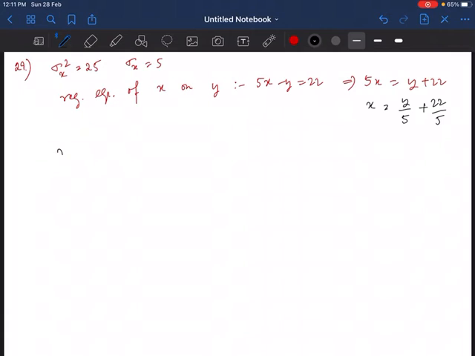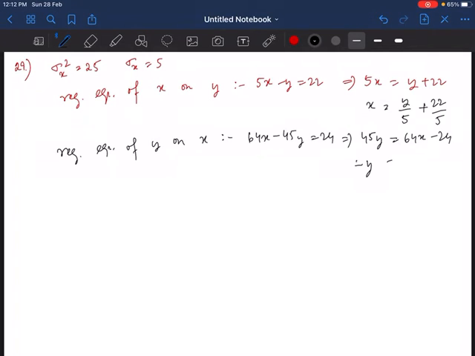Now the second one, it says regression equation of y on x, and that is 64x minus 45y is equal to 24. So this one I have to write in terms of y. So this will become 45y is equal to 64x minus 24. Therefore y is equal to 64 by 45 x minus 24 by 45. So these are the two regression equations we got.